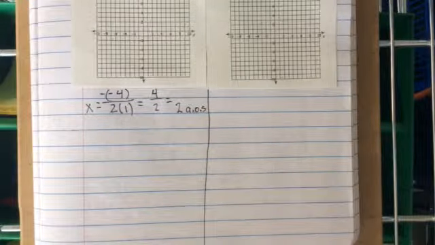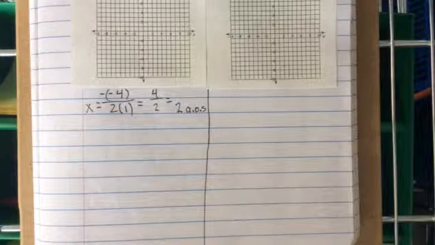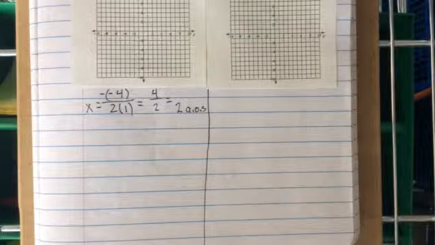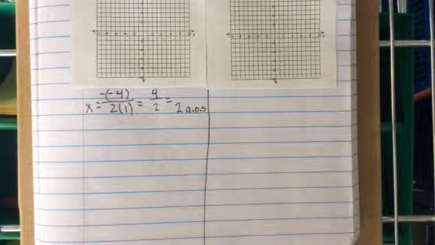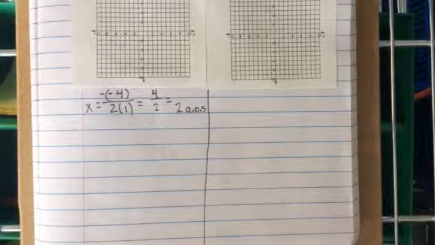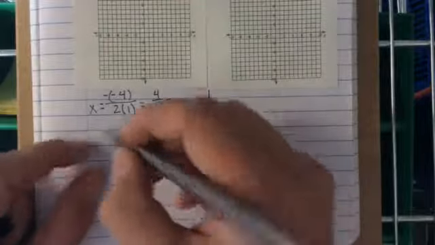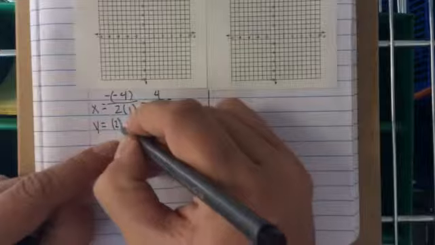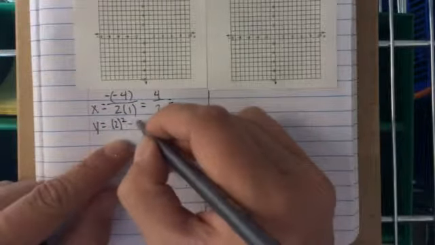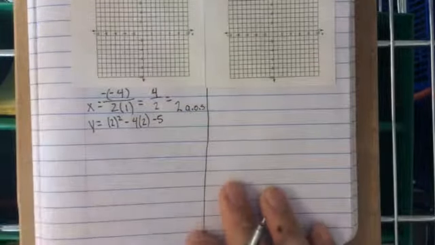So now that we know that x equals 2, we need to find our y coordinate. And how do we do that? We substitute it back in. We found a value for x. Now we can substitute our value for x. So our original equation was y equals x squared minus 4 times our 2, which is x, minus 5.